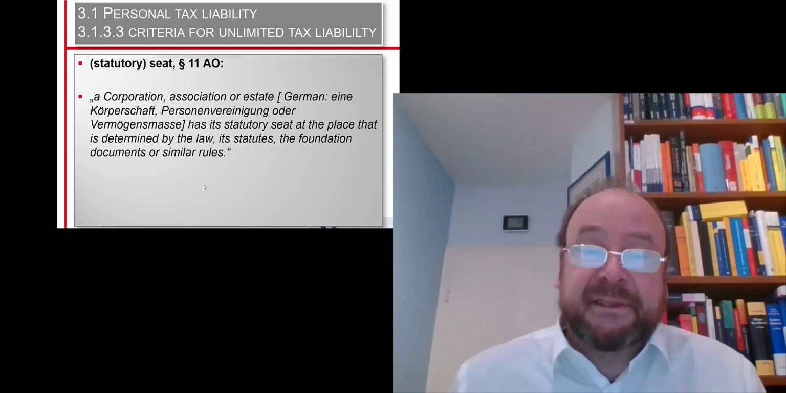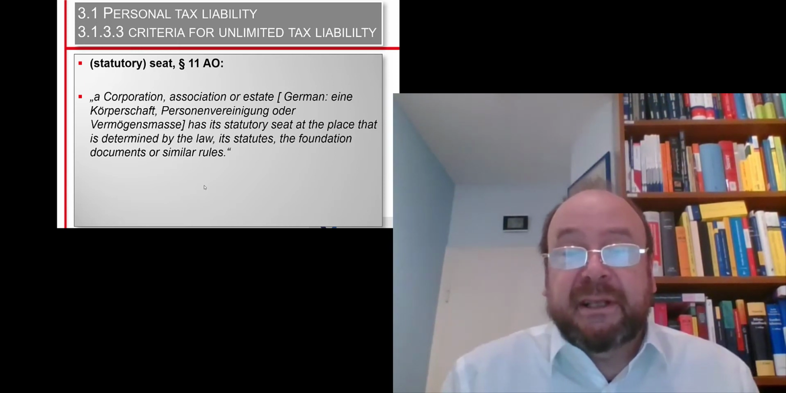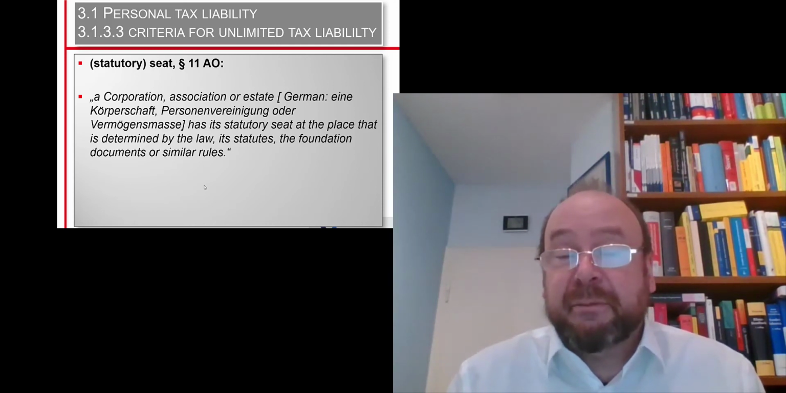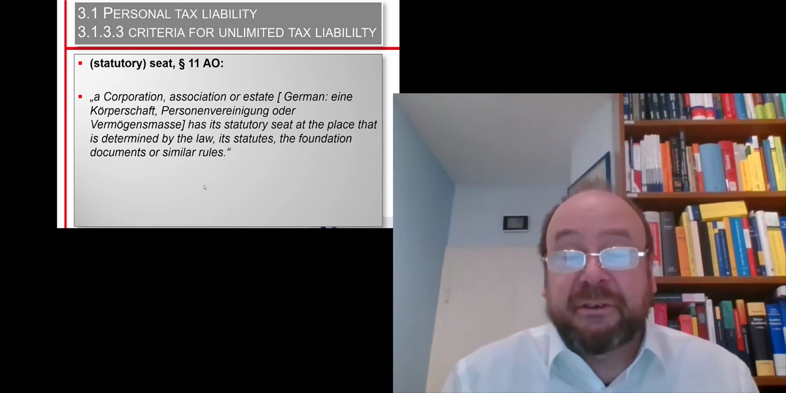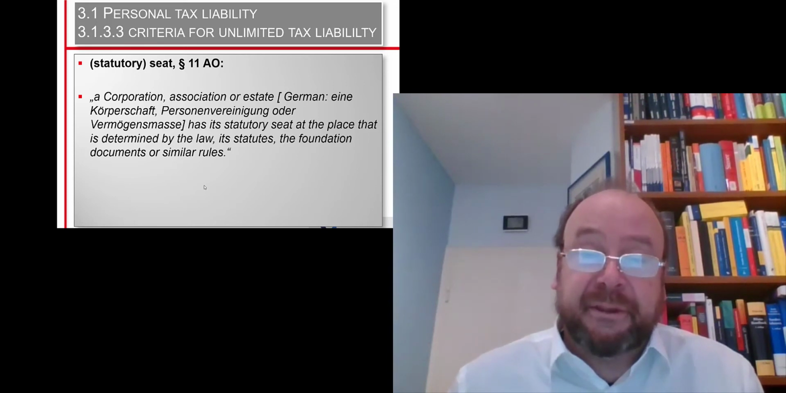So this is clarified by the AO again, because it's an important criterion. Paragraph 11 AO says a corporation, etc., has the statutory seat at the place that is determined by law, the statutes, the foundation documents, or similar rules. So that is a merely formal and arbitrary criterion.